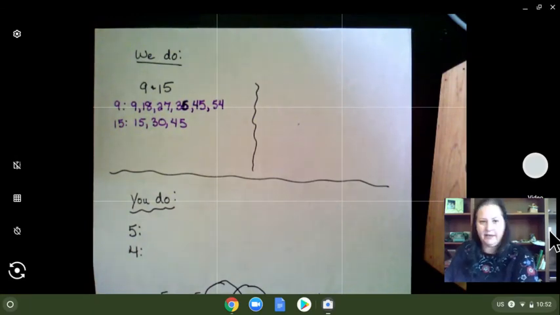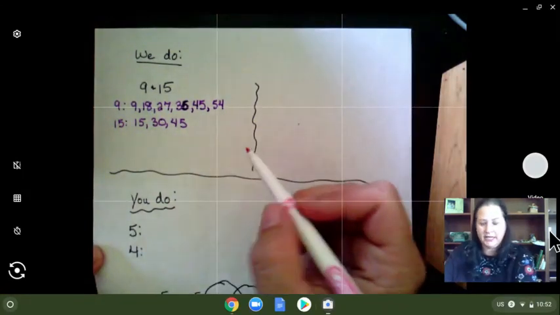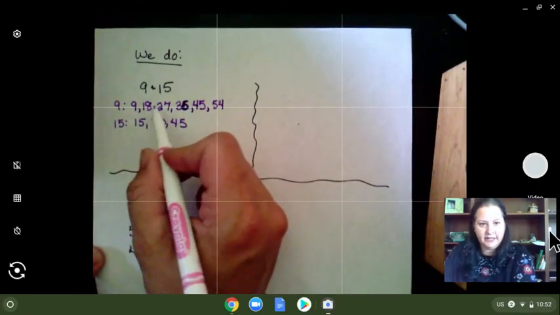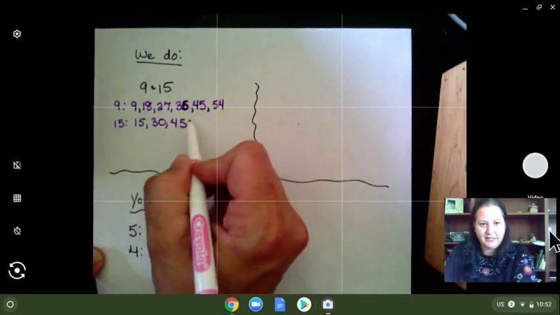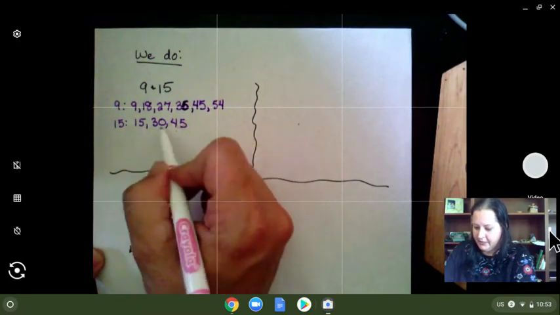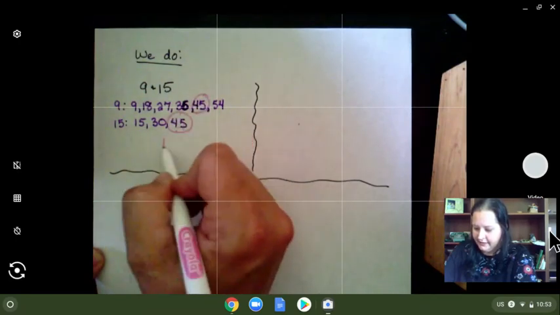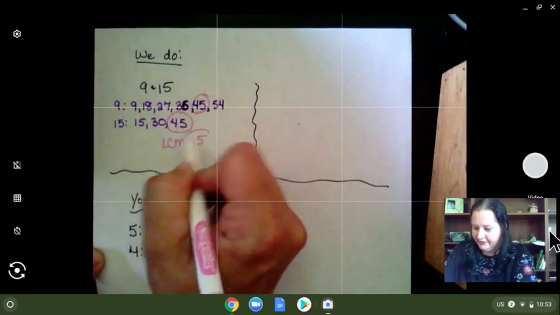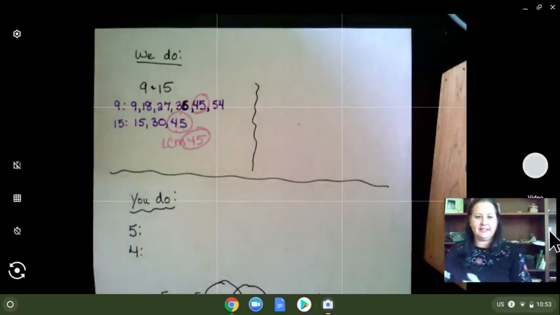All right, I have a list of multiples, so I'm going to check. I did see here that I shouldn't have to go any further on the 15 because I have a 45 in both rows. So I'm going to circle that. I'll see, 45. All right, that is the old way.